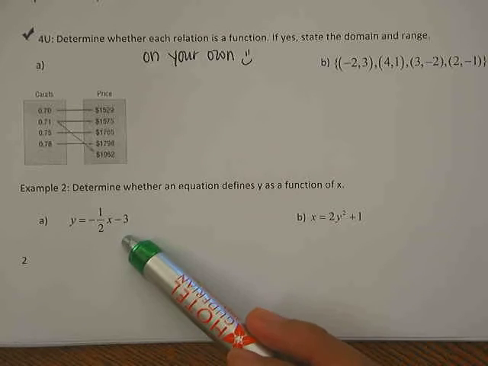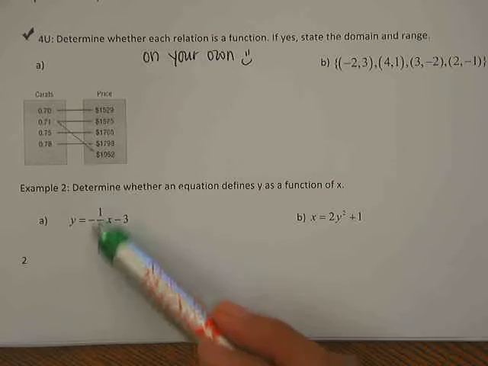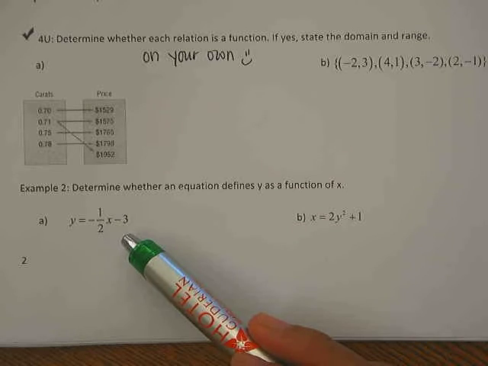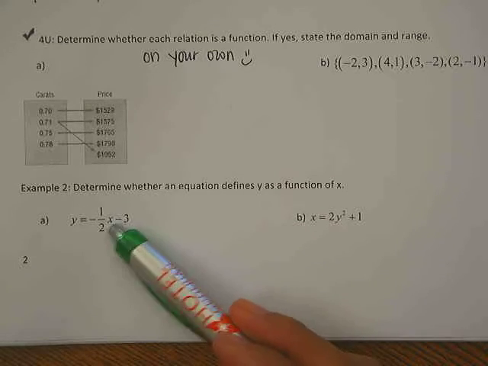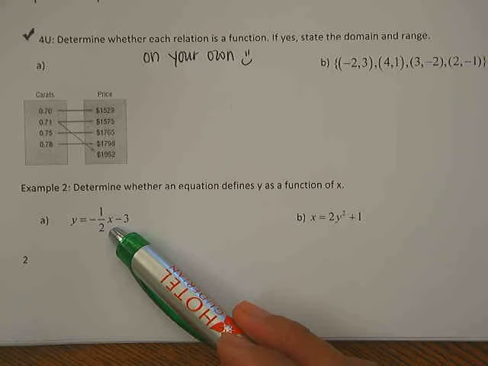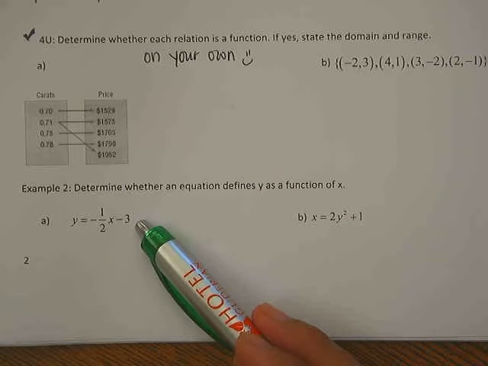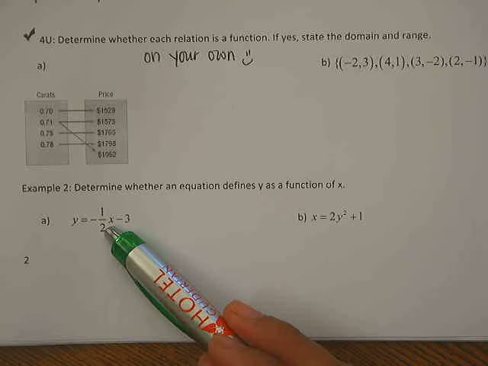Okay. This is going to produce a line with a y-intercept of negative 3 and a slope of negative 1/2. Now, let's check to see if I'm going to get multiple outputs for one input. So when the input, which is x, is 0, I would only have one output, which is y equals negative 3.